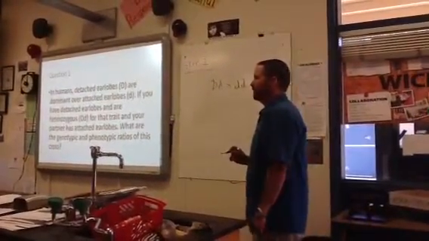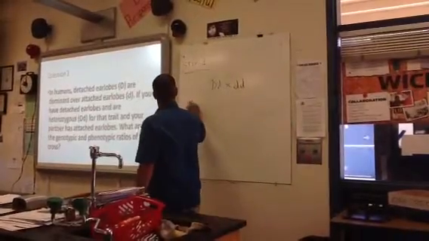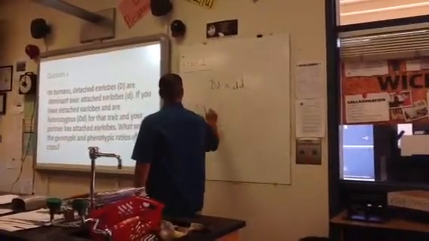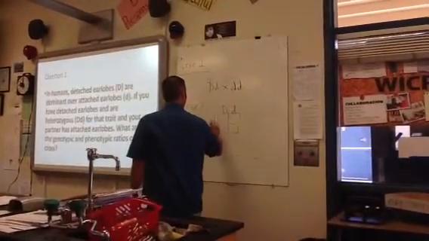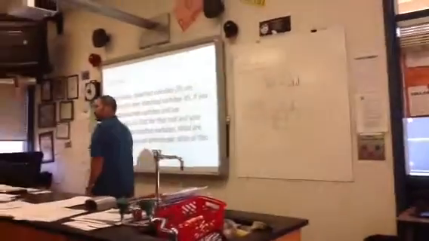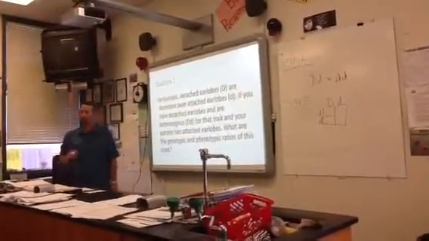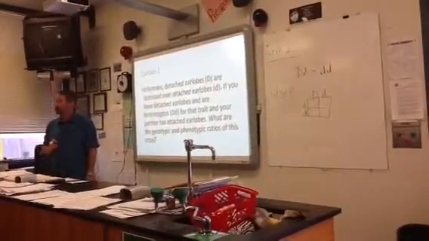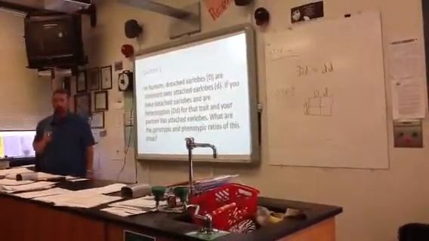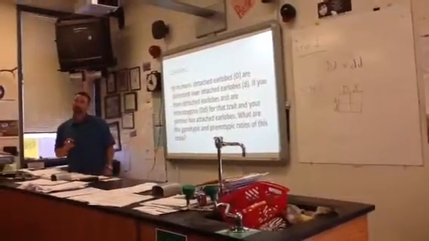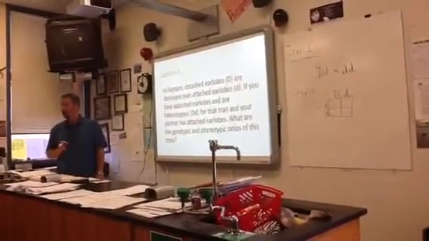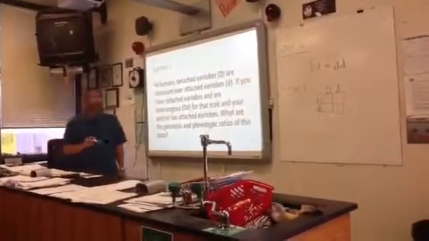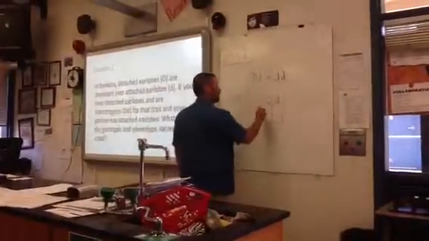Make a Punnett square. Step 2. Make a Punnett square. Draw a Punnett square. Everybody fill that in real quick on your separate piece of paper. When you're done with this, are you done? No, you have to do the ratios.